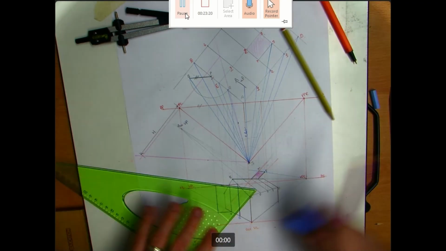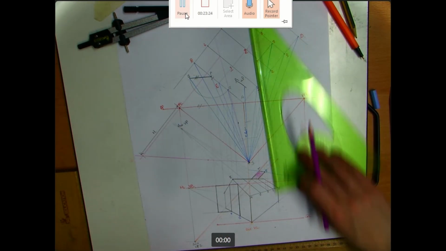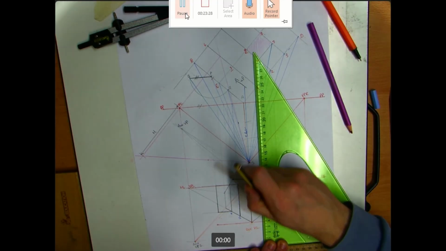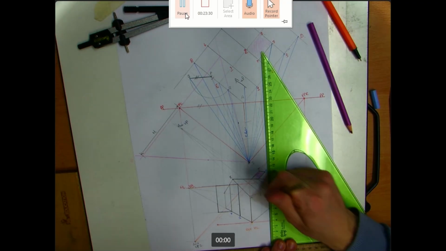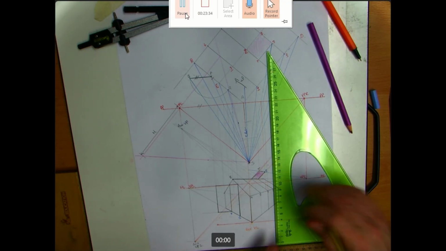Okay, so that's that question solved. I'm missing the vertical elements here, and that is the question fully solved.